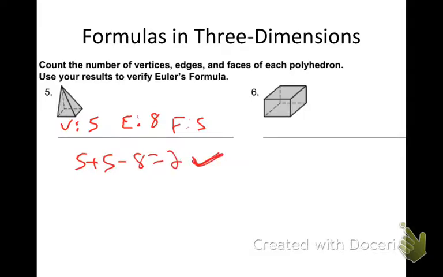Number 6, sorry. How many vertices does it have, Camden? 8. How many edges does it have? 12. How many faces? 6. So 8 plus 6 minus 12 equals 2. And that checks out. Nice job.